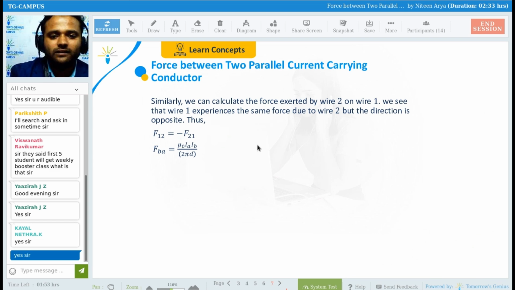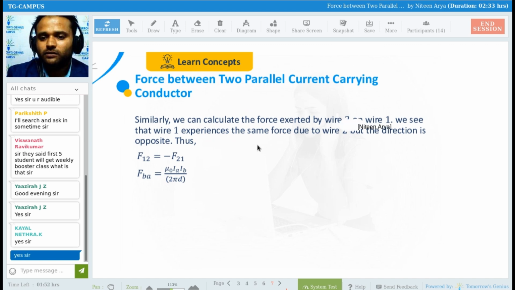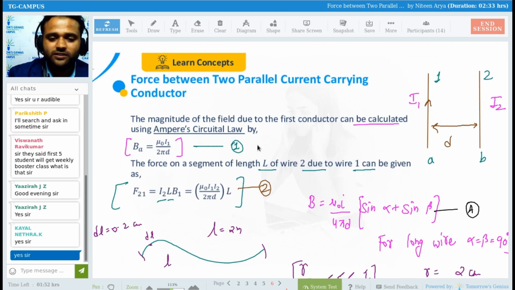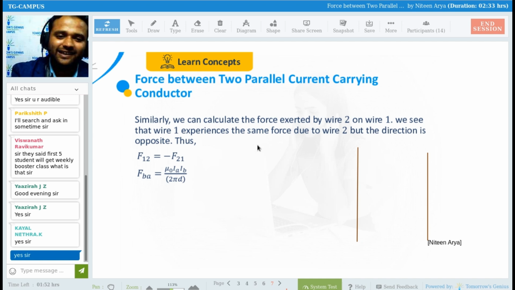So this is a very simple formula, and on the basis of that, now this is the force between two parallel current carrying conductors. Similarly, we can calculate the force between two wires, exerted by wire 2 on 1. So this is your formula for force, which is F21, force on wire 2 due to 1, and this is F12, force on wire 1 due to 2. As simple as that. Instead of finding the magnetic field for the first wire first, I'm finding the magnetic field for the second.